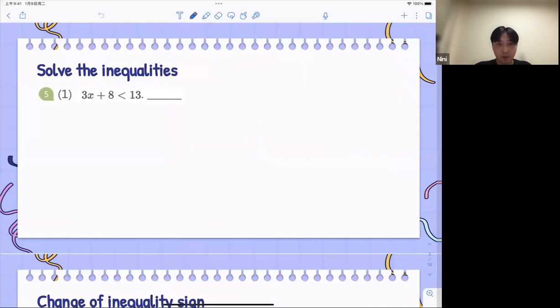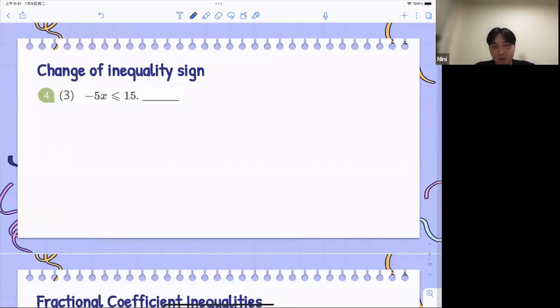I just picked the first question of question number 5, and we are going to do this together. Solving inequalities is really similar to solving equations as we did yesterday. What we're going to do, of course, is try to simplify them. So let's subtract 8 from both sides, and it will turn into this form. We can write it down as 3x is less than 5. That means x should be less than 5 divided by 3. So that would be our answer, which is pretty clear.